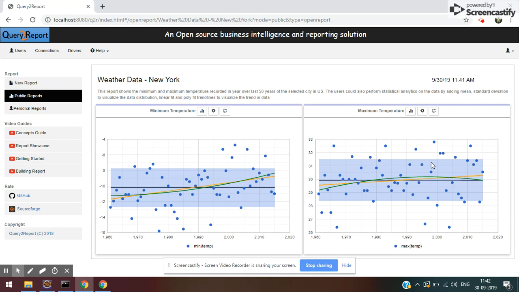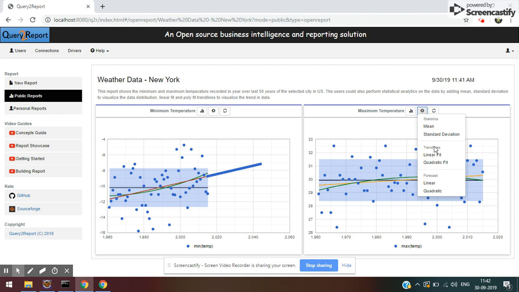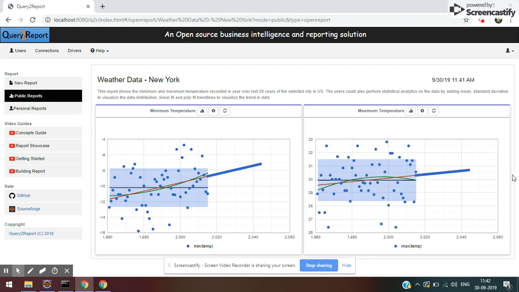Let's now perform forecasting. Let's first perform forecasting using the linear regression algorithm. We see that the predicted value using linear regression is around minus 7 degrees Celsius by the year 2044 for minimum temperature, whereas it's plus 30 degrees Celsius for maximum temperature.